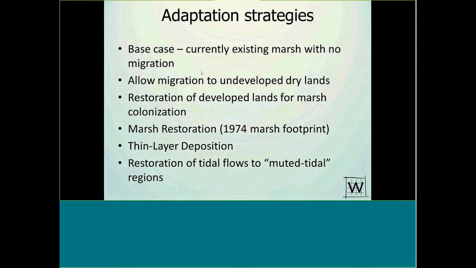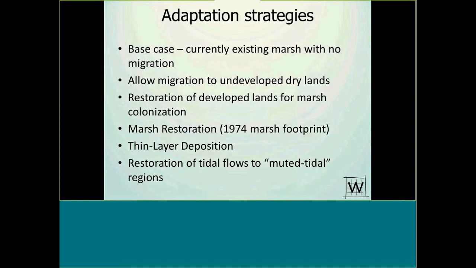New York City Parks was particularly interested in marsh restoration to the 1974 marsh footprint, because that's one area where you can restore marsh and not necessarily have to worry as much about land acquisition. We did look at thin layer deposition, what would happen if you currently applied 20 centimeters of additional elevation capital to low marshes, to regularly flooded marshes.